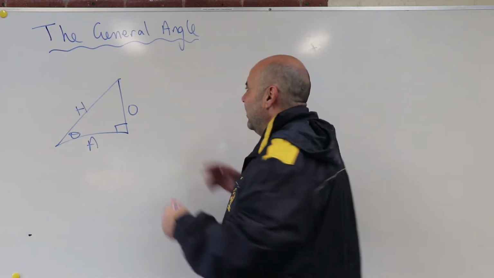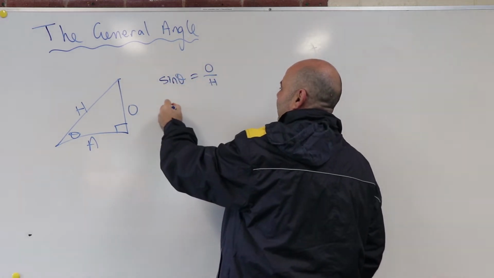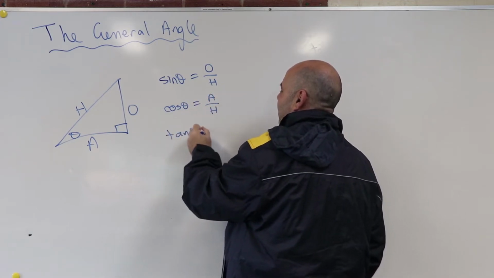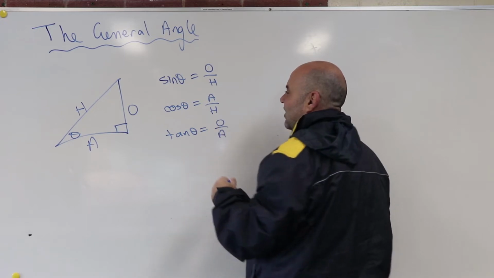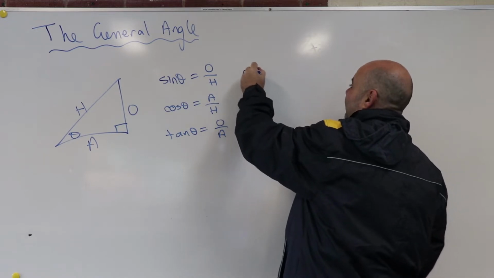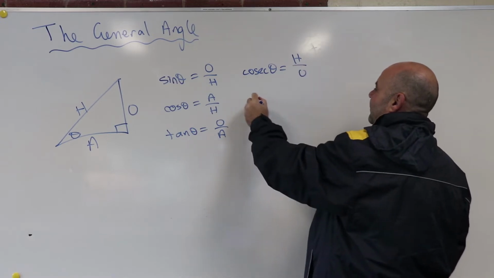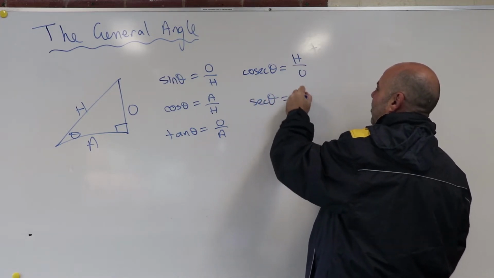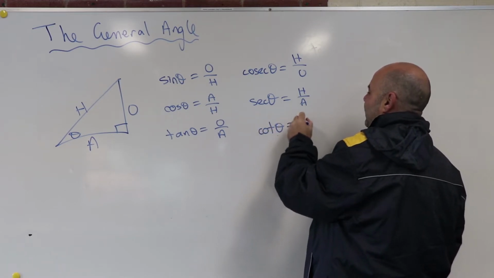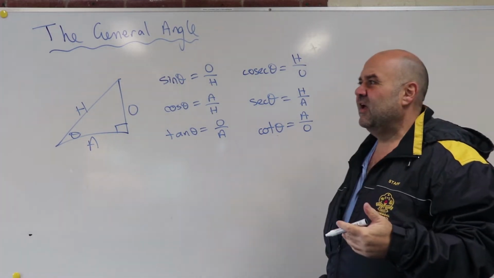And we said, the sine theta was the opposite over the hypotenuse, cos theta was the adjacent over the hypotenuse, tan theta was the opposite over the adjacent. Then we extended that to say, well, what happens if we have these upside down? And so we had cosec theta was the hypotenuse over the opposite, sec theta was the hypotenuse over the adjacent, cot theta was the adjacent over the opposite. And we saw relationships that existed between those.